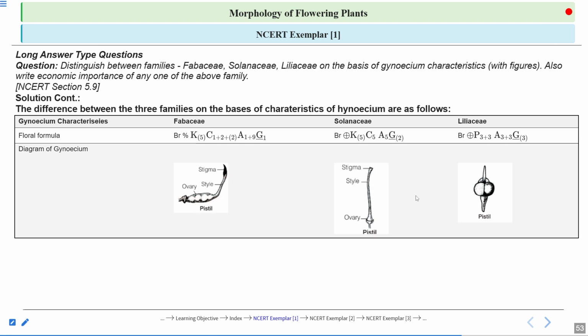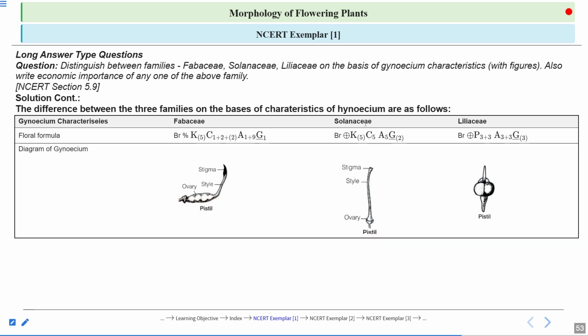So here you can see the floral formula. Fabaceae: bracteate, zygomorphic, K5, C1 plus 2 plus 2, A1 plus 9, and G underlined means superior, 1. So this is the diagram of the gynoecium. This is the ovary, this is the style, and this is the stigma part.